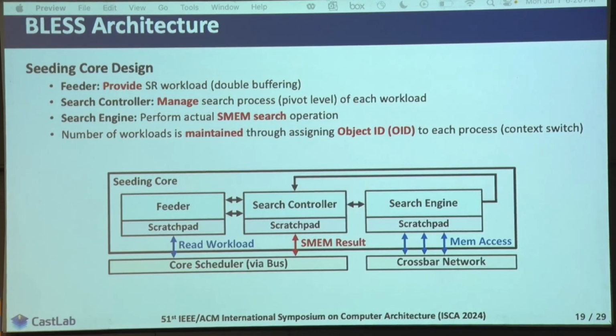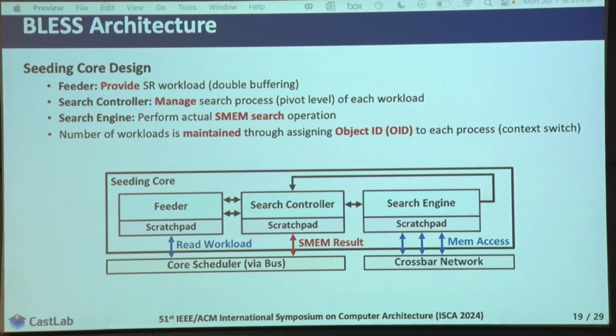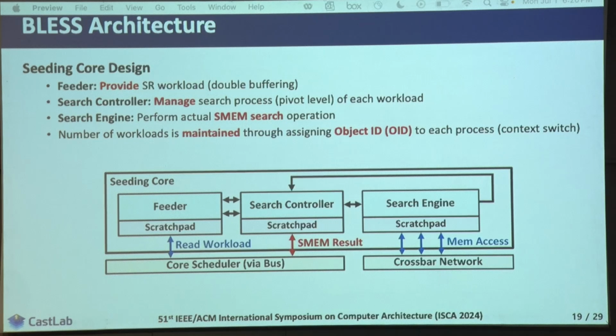In detail, the seeding core consists of the feeder, search controller, and search engine. The feeder saves search reads temporarily and issues them to the search engine. The search controller manages the search process, and the search engine performs the actual SMEM seeding operation. Here, the number of running workloads is maintained by assigning OIDs to each process.